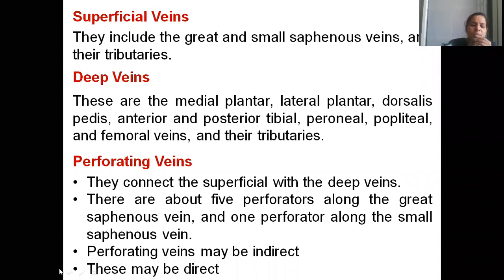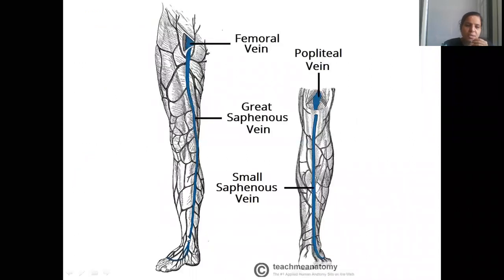We may have one or more, lesser or more also. Okay, so along the great saphenous vein, and one perforator along the small saphenous vein. We will see in the picture. So perforating veins may be indirect or they may be direct. We'll see the pictures now.